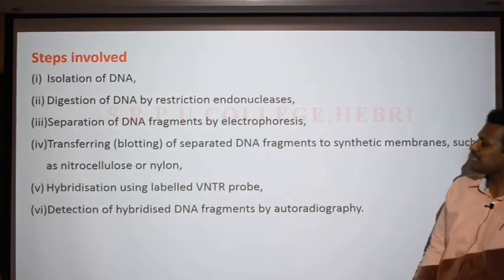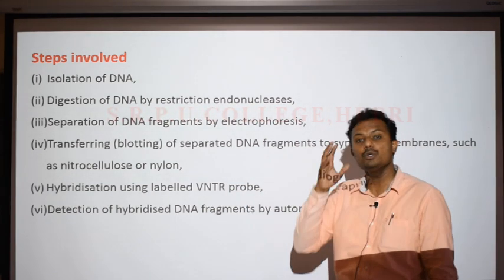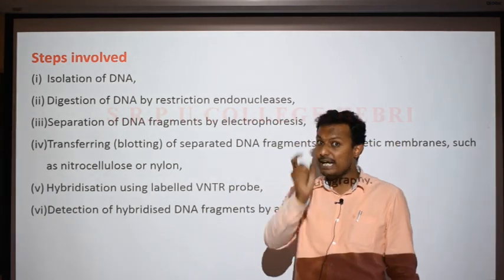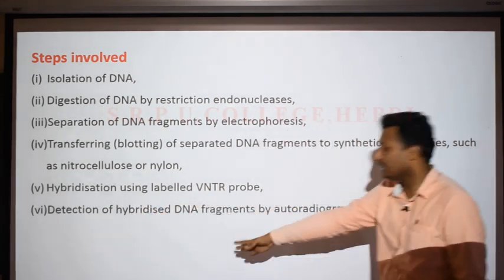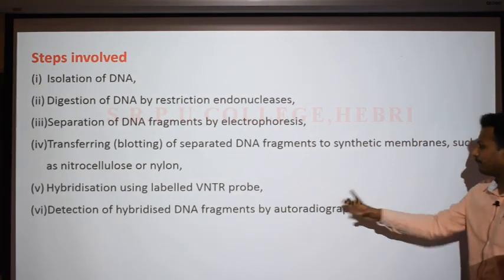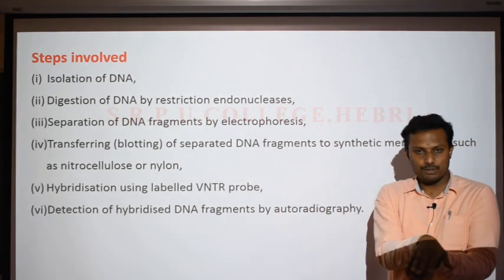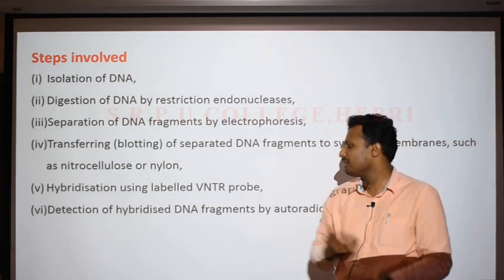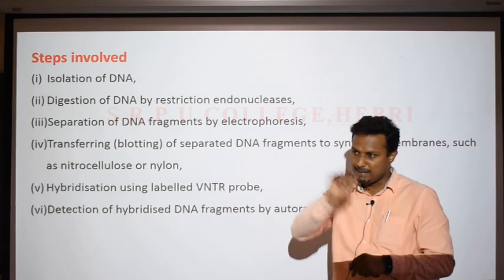Then hybridization using a labeled VNTR probe. Now we are going to use the VNTR probe, which is radio labeled. We are making use of that, and then with the help of that hybridization, detection of hybridized DNA fragments by autoradiography. So we blot it onto an X-ray sheet, and under UV light it can be visible as different fragments or different patterns of patches that will be formed.